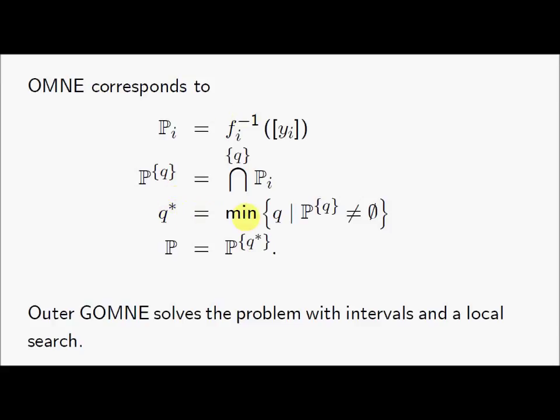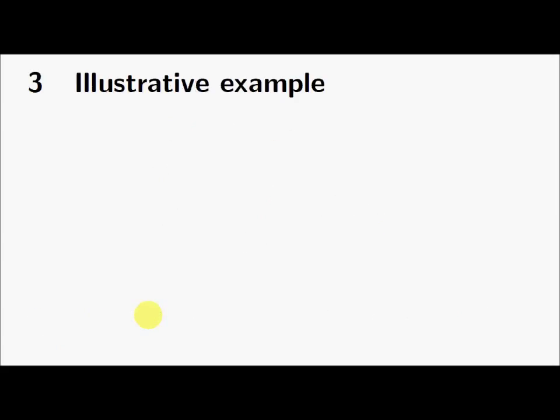So q star is the minimum of the q so that I am not empty, and omni will return the p corresponding to q star. This can be solved using interval methods in a guaranteed way, and it is the objective of the outer omni, which has been proposed by Benoît Desrochers. I will now give an illustrative example.